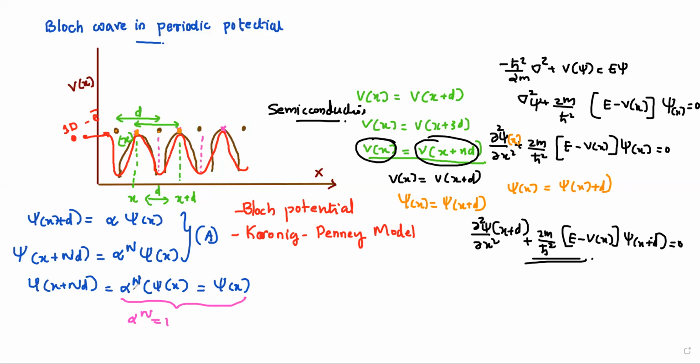Or psi of x into alpha raised to n equals psi of x. That means alpha raised to n is equal to 1.